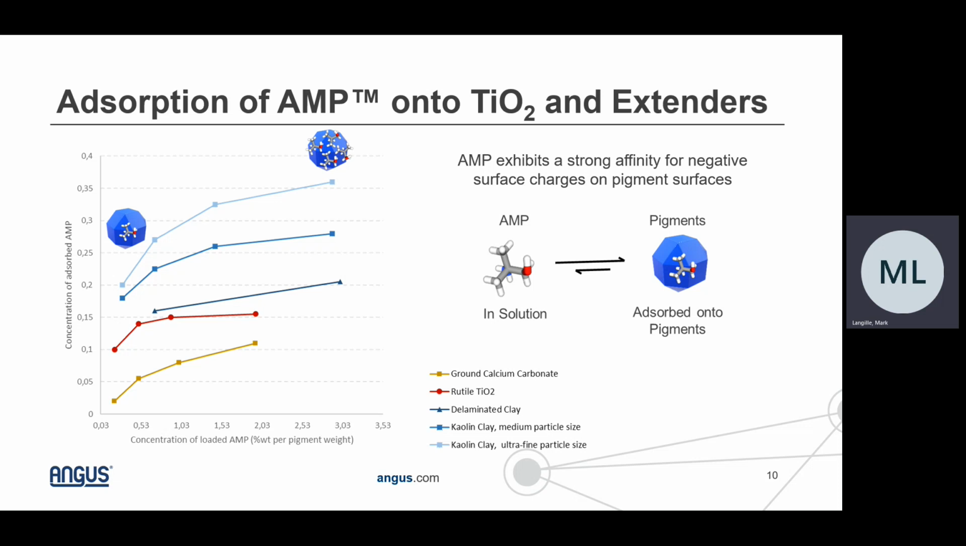What we find is that we get the highest adsorption of AMP onto extenders, such as a number of clays and titanium dioxide, which is the data in red. Adsorption onto calcium carbonate, on the other hand, is a bit less. And so our understanding of this behavior is that the amine group that's on AMP is primarily responsible for interacting with negative charges that are on the surface of the pigments and extenders. So the greater the negative surface charge on the pigment surface, the more AMP has an opportunity to adsorb to that surface.